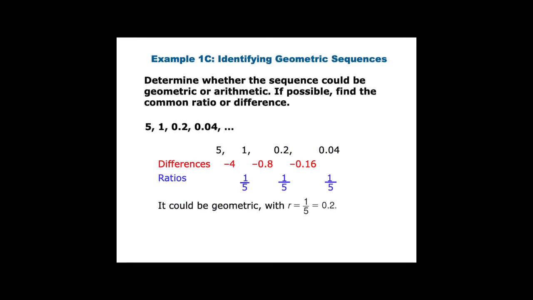Example 1, again, determine whether the sequence could be geometric or arithmetic. If possible, find the common ratio or difference. So we lay it out again, find the differences and the ratios. Since the ratios are all the same, which is 1/5, it would be geometric with r equals 1/5 or 0.2.